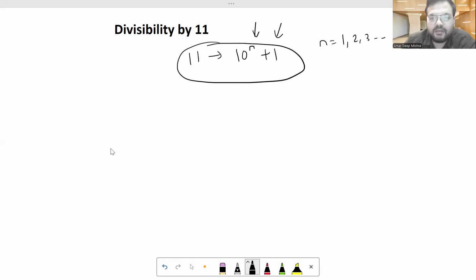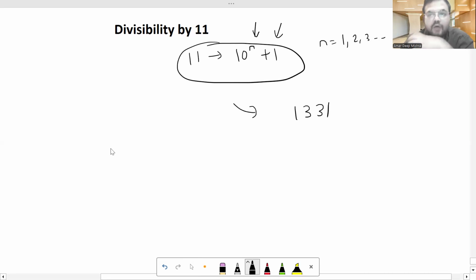So let's say we have a number 1331. We already know that this number is divisible by 11 because it's 11 cube. But somebody who does not know the 11 cube, that person is finding out whether this number is divisible by 11 or not. Now see, 11 equals 10 power 1 plus 1.